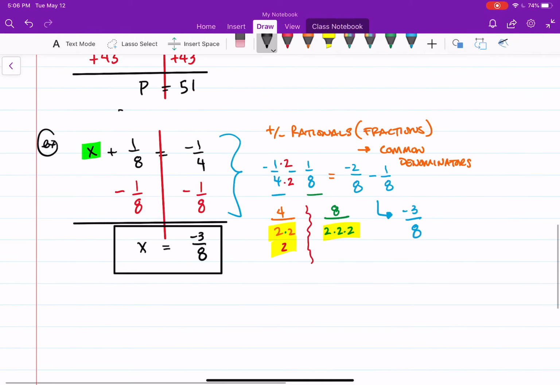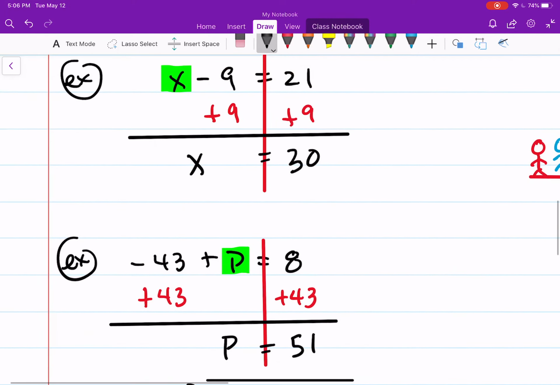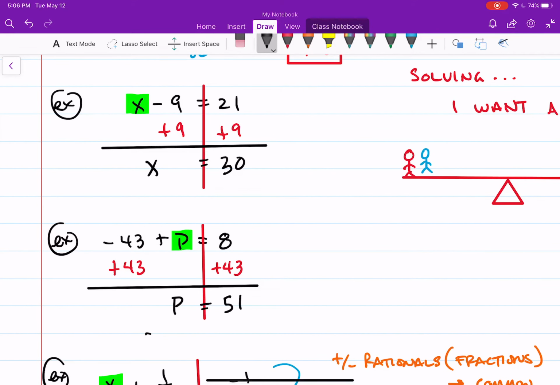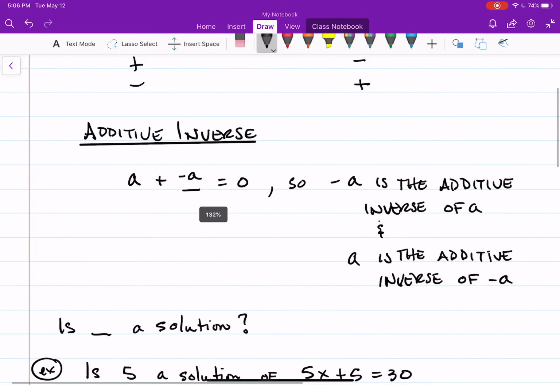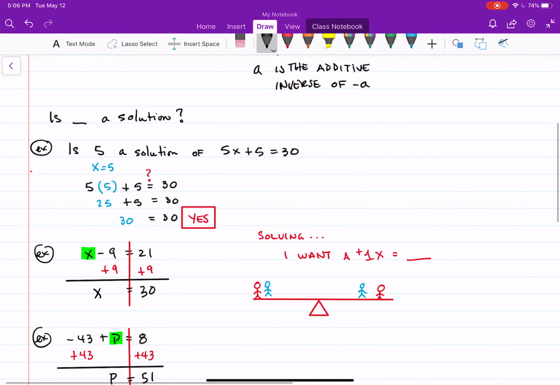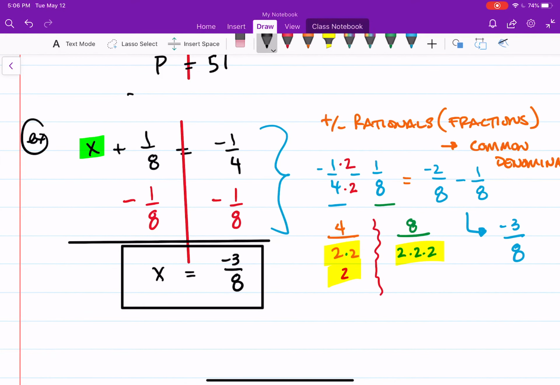Okay. Now notice how this problem right here looked different from this problem right here, which looked different from this problem right here. But conceptually speaking, we're still doing the same thing. And the concept is about inverses and the opposite operation. Okay, so we're still doing exactly the same thing. No matter what it looks like, we're still doing the same thing.